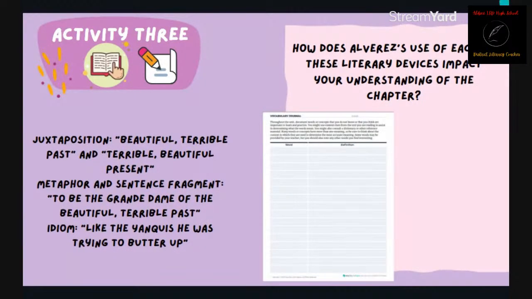In Activity 3, the class reviews the terms juxtaposition, metaphor, and simile. Then they reread Chapter 5, mark each of the phrases on the screen, and answer the question, how does Alvarez's use of each of these literary devices impact your understanding of the chapter? Next, students reread a section of the text, find the word subversive in that section, and work with a partner to use context to define the word, then add it to their vocabulary journal.